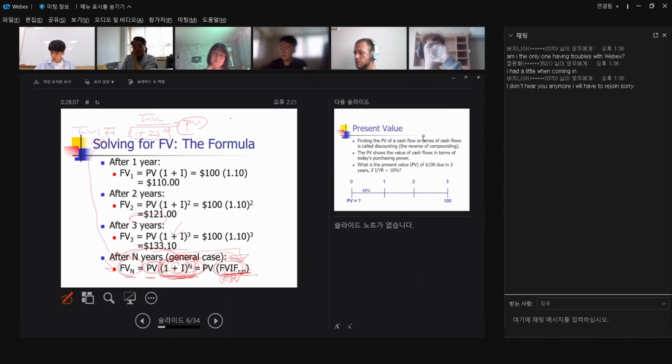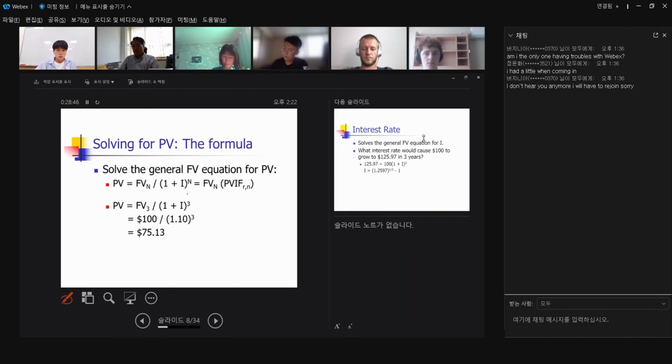What we would say 1 divided by 1 plus i to the power of n is called the present value interest factor. So 1 plus i to the power of n is the future value interest factor, and 1 divided by 1 plus i to the power of n is the present value interest factor. Table 2 provides the present value interest factor, which shows in table E2.